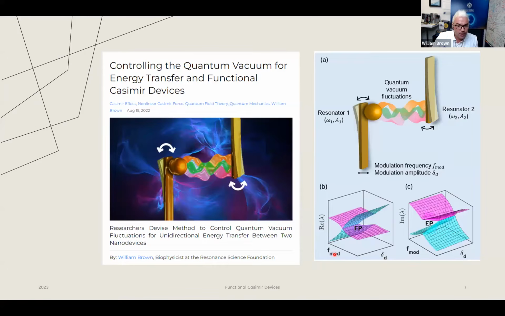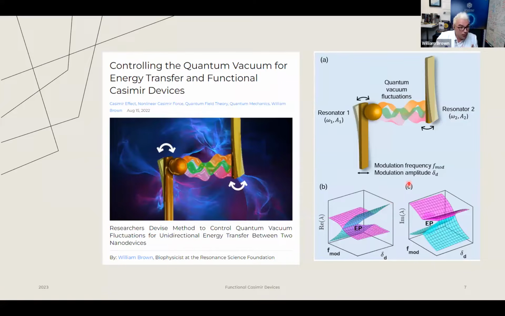These graphs of modulation frequency of these micromechanical oscillators, by utilizing the strong nonlinearity of the Casimir interaction and asymmetric structure near the exceptional point. It's possible to break the time reversal symmetry by modulating the separation between dual cantilevers, the micromechanical resonators, at the desired frequency and amplitude. So using this technique, researchers realized non-reciprocal energy transfer with the Casimir interaction.